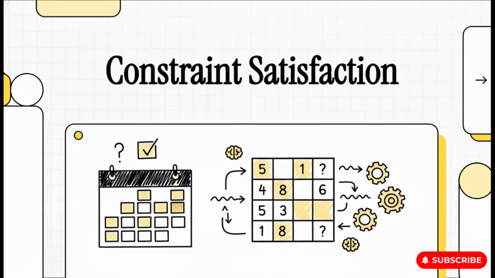Have you ever wondered how your scheduling app magically avoids double booking you? Or how an AI can blaze through a Sudoku puzzle in like a fraction of a second? Well, it's not magic. It's actually a really powerful problem-solving framework. So today, we're going to pull back the curtain on the world of constraint satisfaction, the brain behind solving some of the world's most complex puzzles.